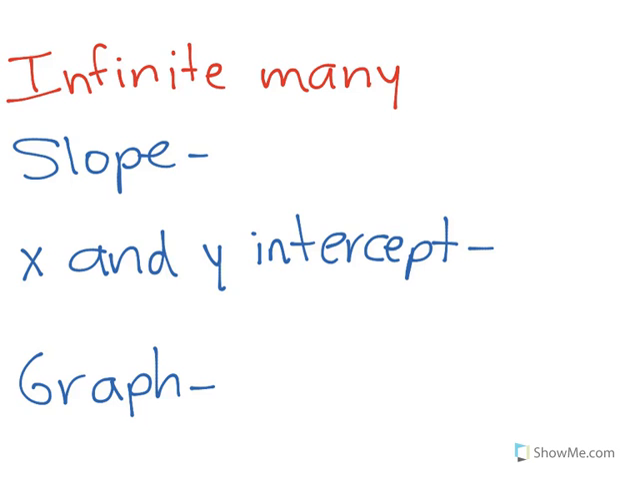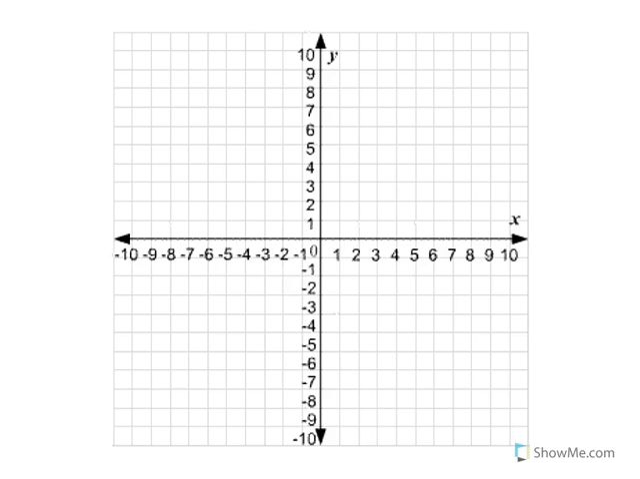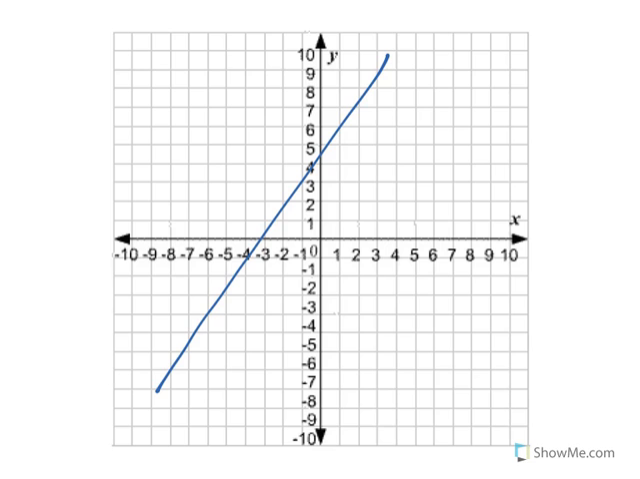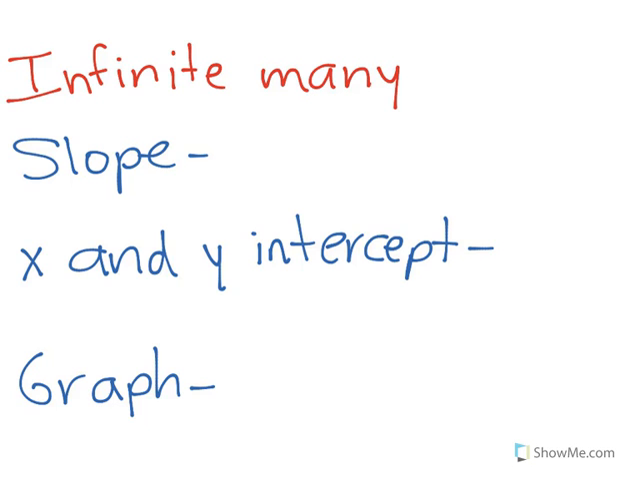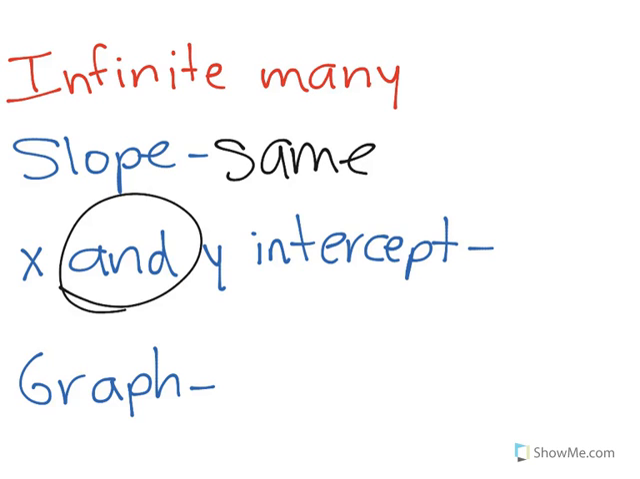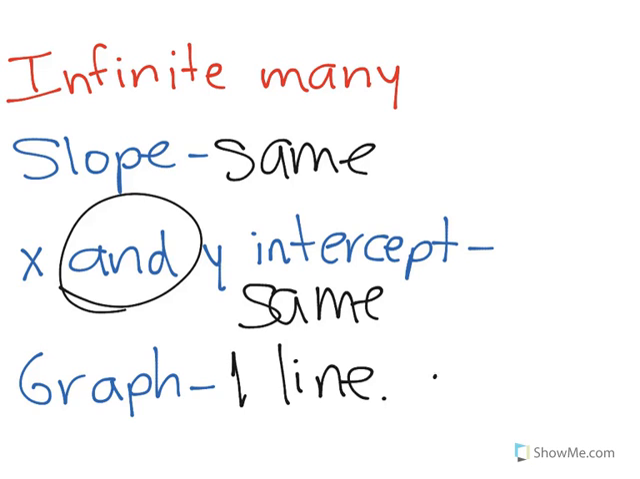So last, it's to have infinitely many solutions. That means that if you were to graph one of the lines like that, the second line would be just on top of it, exactly the same line, right here. And as you know, they go to infinity, both of them. So that means that the slope must be the same because they are basically the same line. The x and y intercept must be the same because they are basically the same line again. And the graph looks like just one line because they are the same.